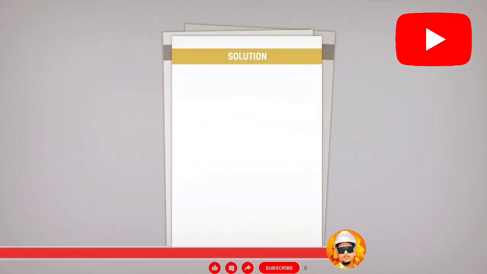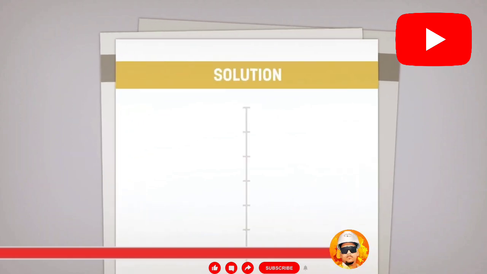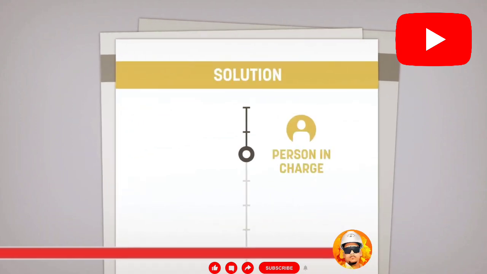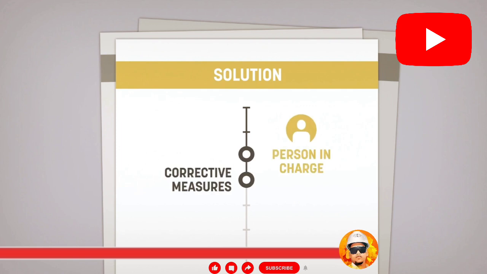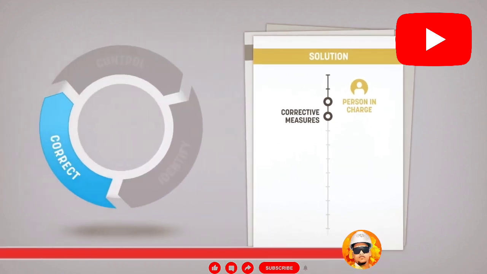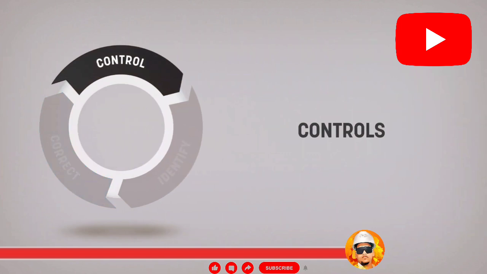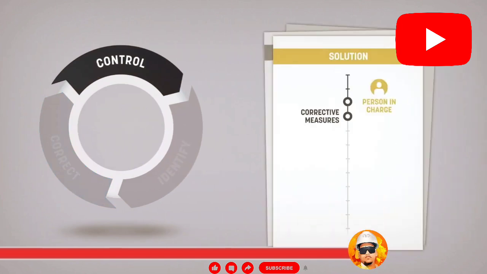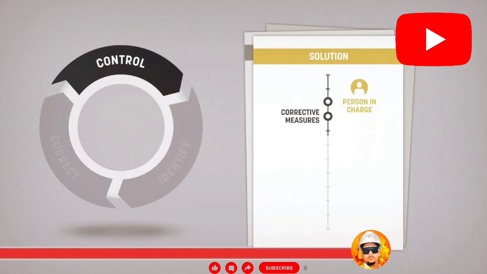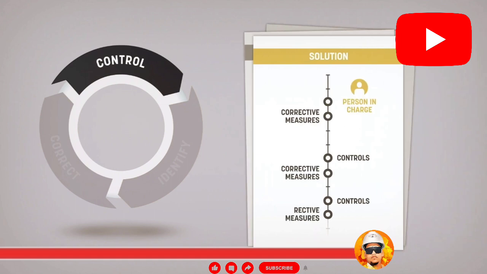For each one that you select, it's important to first establish a time frame and designate a person in charge before implementing the corrective measures. Once the hazards have been corrected, it's time to put the controls in place. This step helps ensure that the chosen solutions are both effective and sustainable.